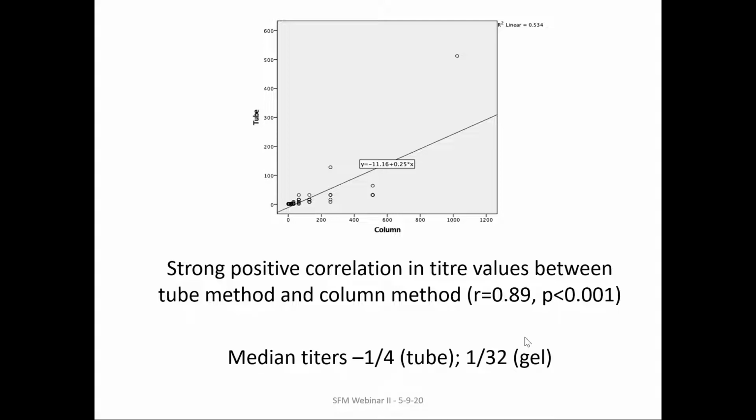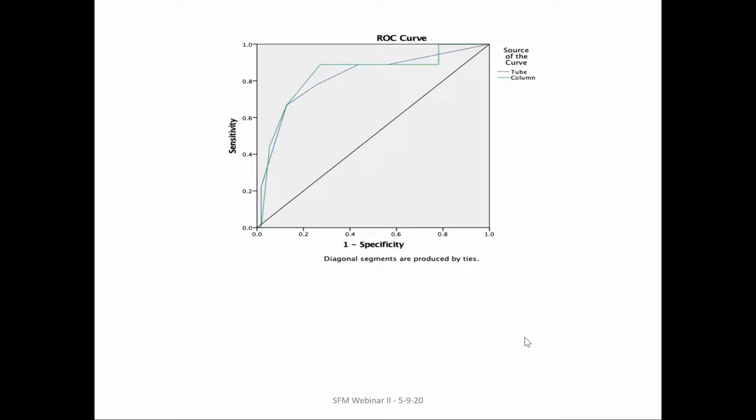Now, having said that, the median titers, as is expected, and as was shown in the previous study that I quoted, were significantly higher when you tested by the gel method. The median titer was 1:4 by the tube method, while it was 1:32 by the gel method. Then we tried to look at the critical titers for both of these methods by an ROC curve analysis.